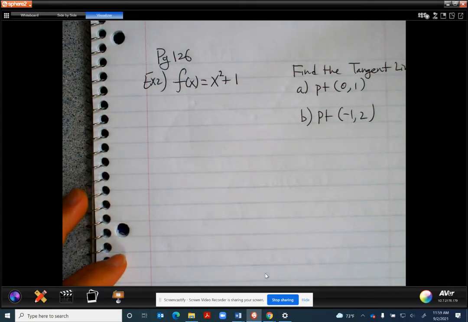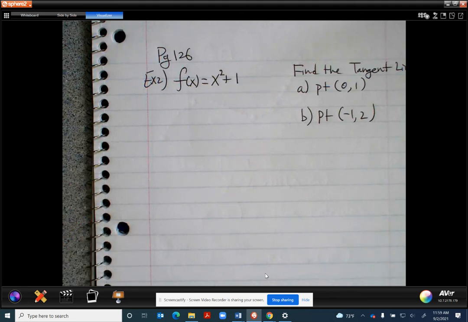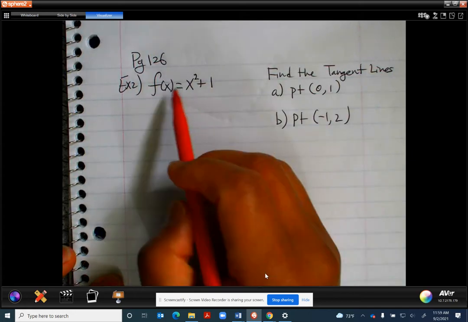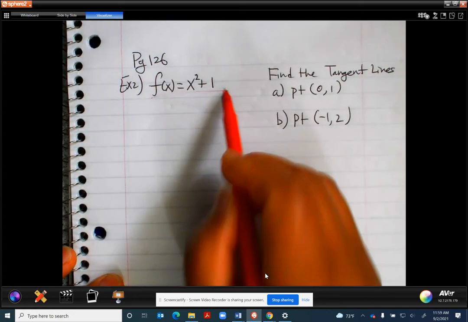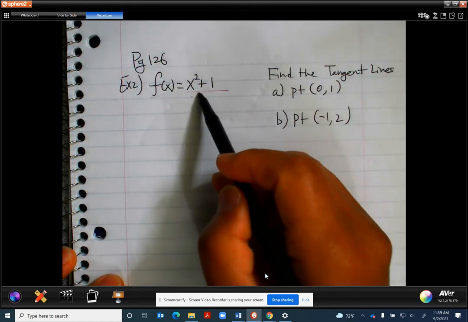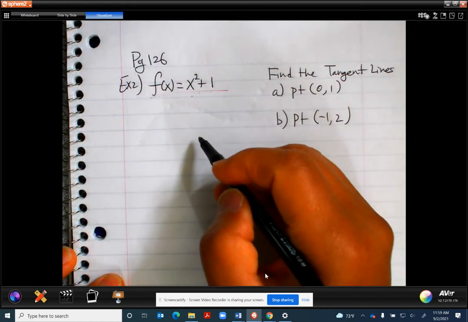Alright, so this is example 2. Before we start, I want you to understand what they're asking you. I want you to kind of visualize what's going on. Okay? So don't copy any of this stuff. I want you to just pay attention to me. I'll tell you when to copy this. Can you visualize this function? I hope in this class, all of you guys can visualize x squared plus 1. Can you do that? Okay.